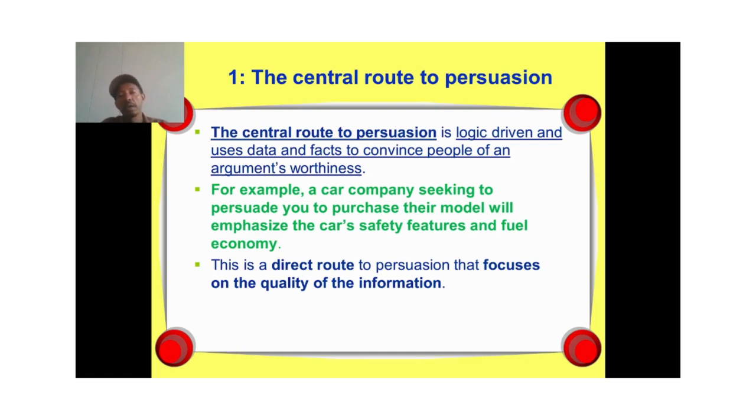For instance, according to this, the central route to persuasion, a car company seeking to persuade the people to purchase their model, their car, will emphasize car safety features and fuel economy.